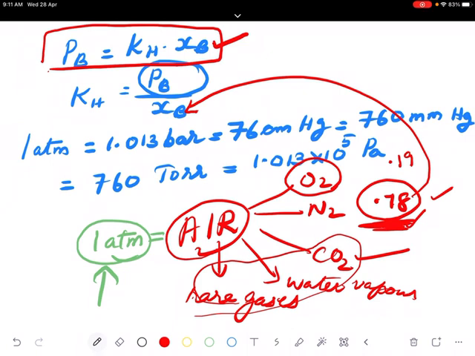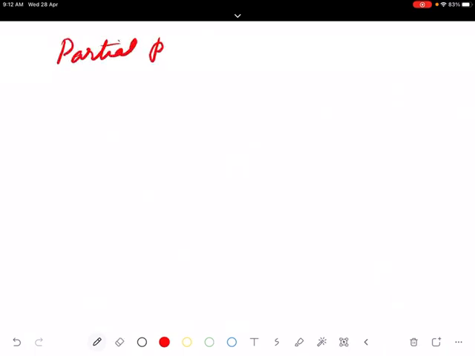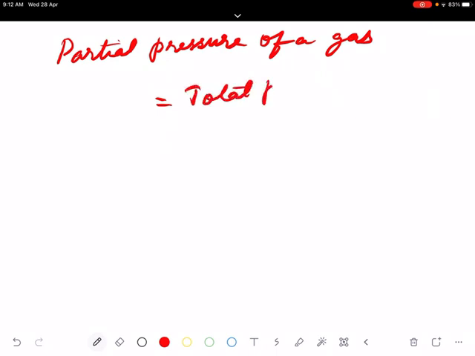You can find it out using the mole fraction. How can you find out the partial pressure of a gas? In the case of air, the total pressure is 1 atm. Last year we learned that the partial pressure of a gas is equal to the total pressure into its mole fraction.